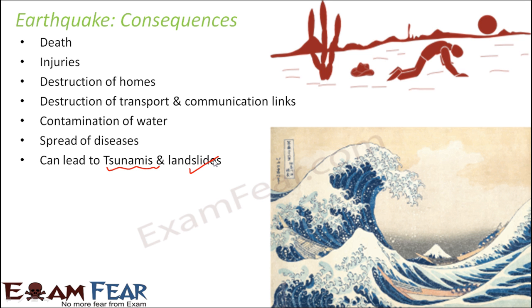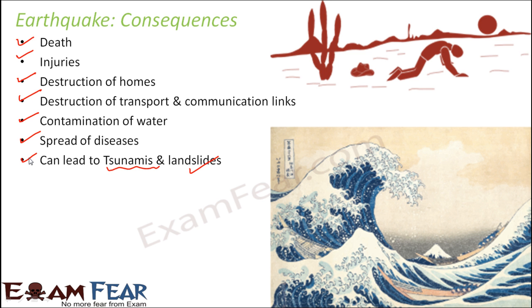It can also lead to landslides. Landslides are nothing but movement of rock or earth down a slope. So there are big pieces of rocks which fall down a slope. When these rocks fall, that also destroys a lot of life and property. So these are some of the harmful effects of earthquakes.